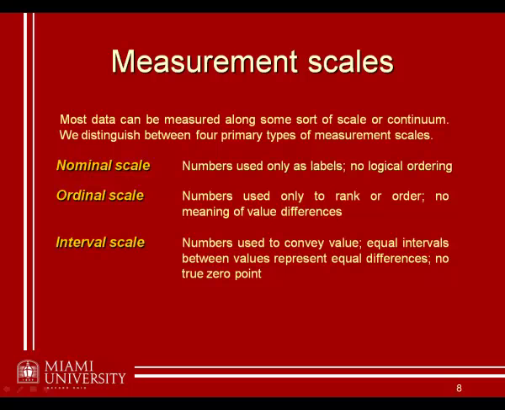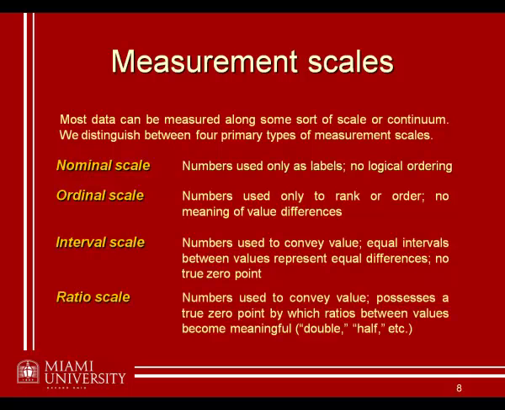If a scale does contain those final properties, the true 0 point, where 0 means the true absence of whatever it is you're measuring, which therefore makes operations like double and triple meaningful, then you're on the most precise type of measurement scale, which is called a ratio scale. So one way to think about what type of measurement scale you're on is to ask yourself which of these things are going to be meaningful. In other words, are the numbers used just as labels, so that we can't even rank order them?